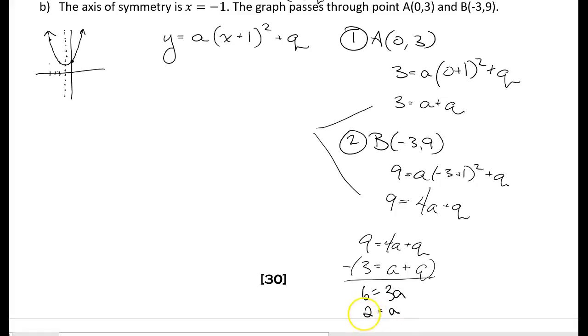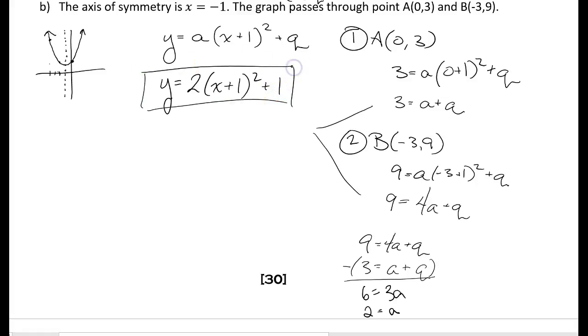Once I know that A is 2, I can go back to either one of these equations and solve for q, or I can even go back to my original equation over here. So if A is 2 and it needs to add to be 3, then q has to be positive 1. And so my final answer is going to be y equals 2 times x plus 1 squared plus 1. And that will be my final answer.